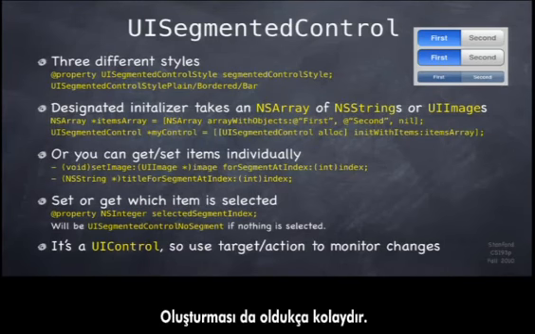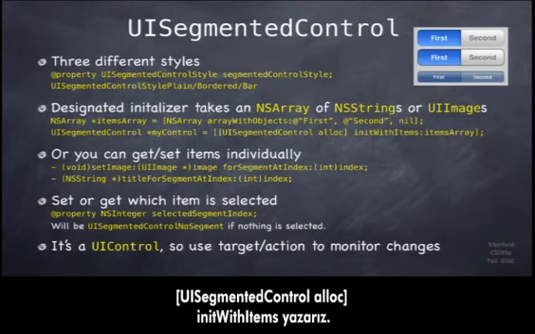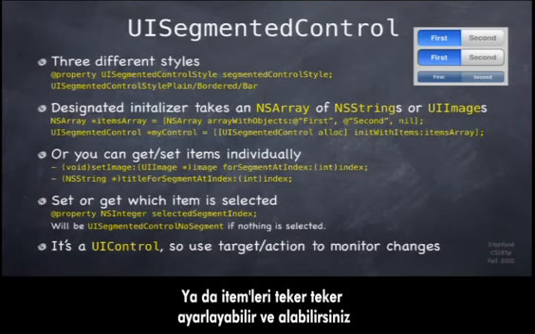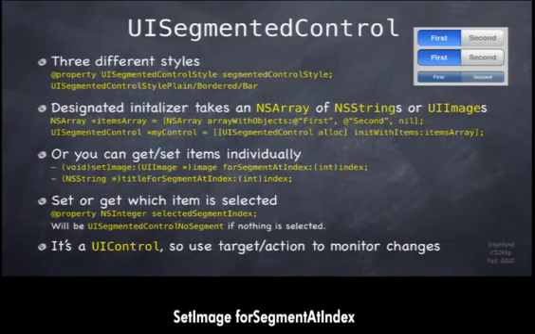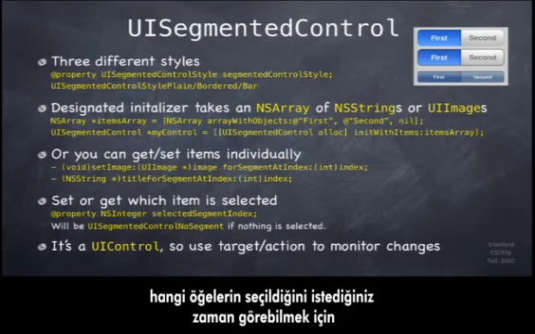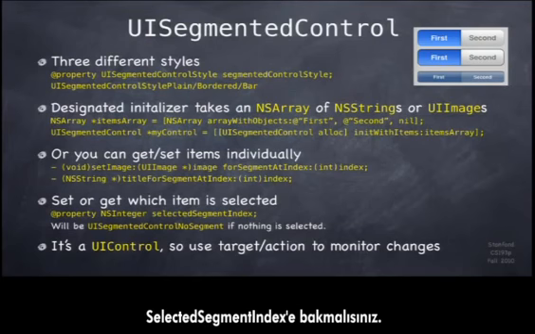Okay, and the way to create it is very simple. You alloc and init it with an array of items. The items are either strings, like in this case, first and second, or they can also be images. All right, so you can have an array of images in there as well. You can see there in the second part, UI segmented control alloc init with items. Or you can also set and get the items individually. So you can call set image for segment at index. Obviously, the leftmost index is 0. And then at any time, you can find out which item is selected by looking at the selected segment index.